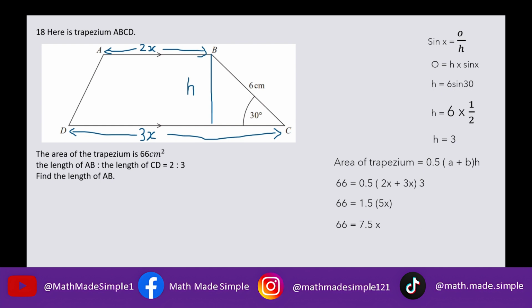X equals 8.8, but it asks me for the length of AB, so AB is 2x. So 2 times that is 17.6. That's the answer.